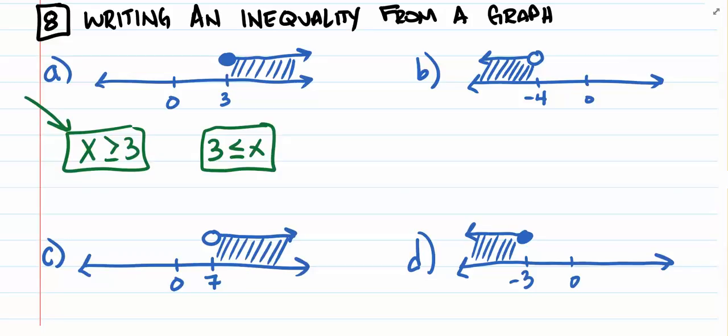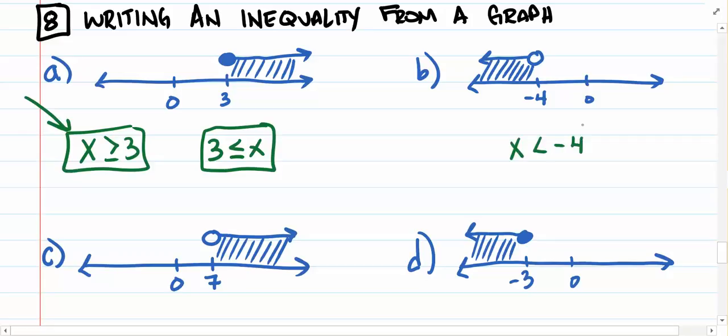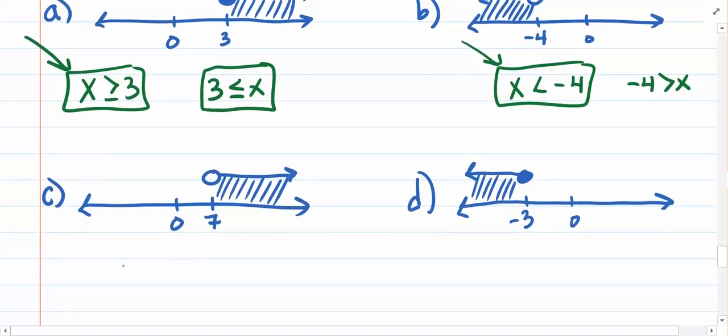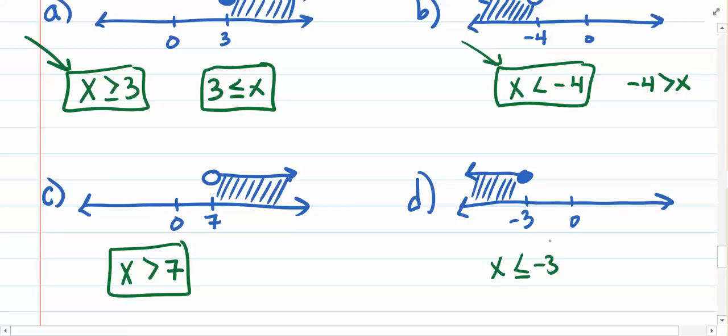Part B, I'm going to choose the variable x. This says that x is less than negative 4. Or you could say that negative 4 is bigger than any x that you pick, but again, I would prefer you to use this one so we're all speaking the same language. Part C, this says that x is greater than 7. And part D, this one would say x is less than or equal to negative 3.